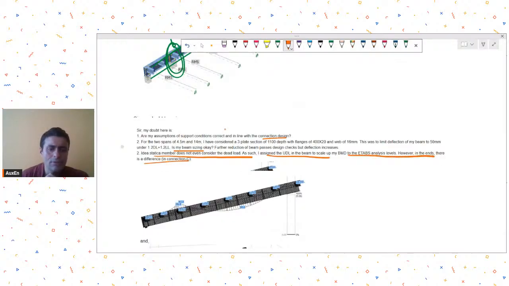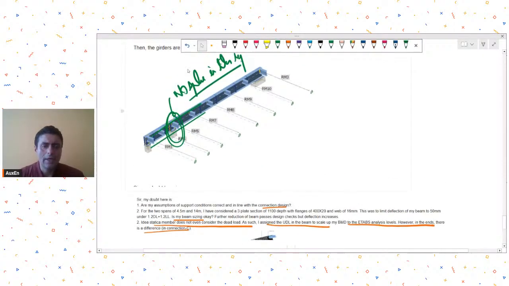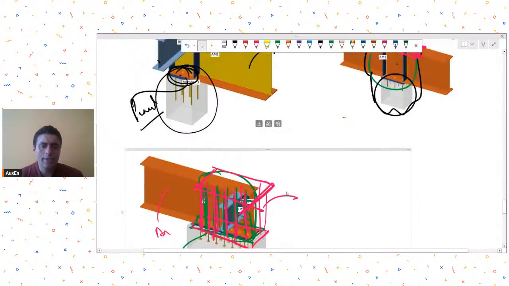However, in the ends, there's a difference in connection C. I have personally not used Idea Statica member software. Mostly, I have used the Idea Statica connection. So, I am unable to comment on what Idea Statica member does. Okay. So, you have a relook again.